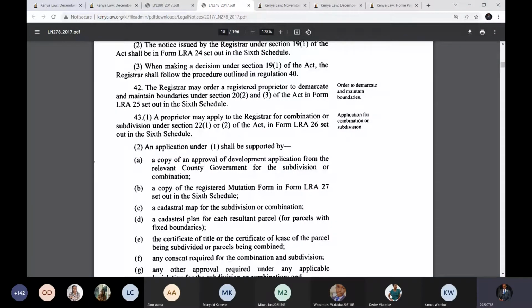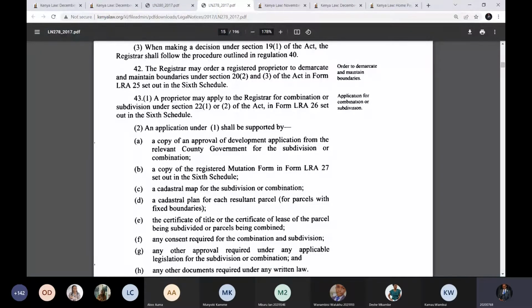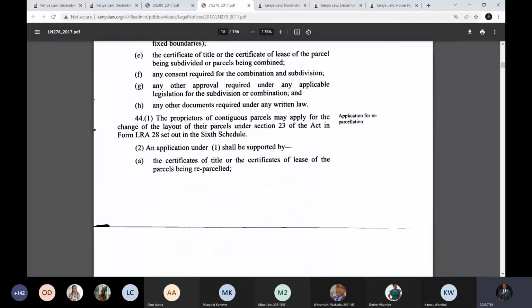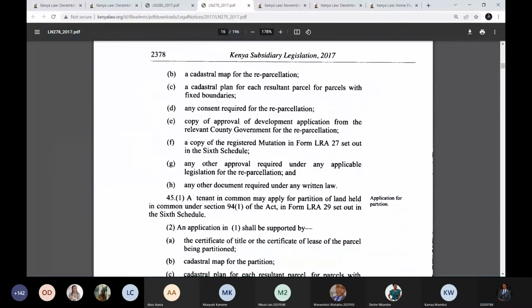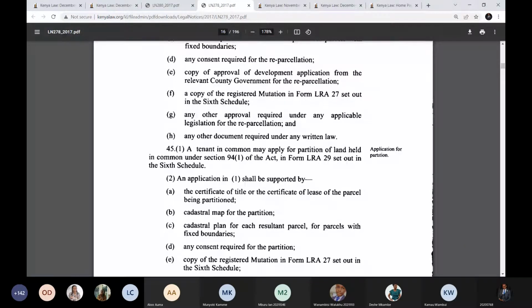You need to read between subdivision, there's reparcellation, there's what else? There's partition. Actually, what's the difference between those things? What's the difference between partition and subdivision? What's the difference between subdivision and partition? The answer is on the screen, actually.